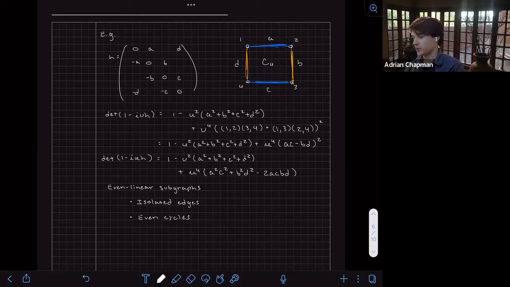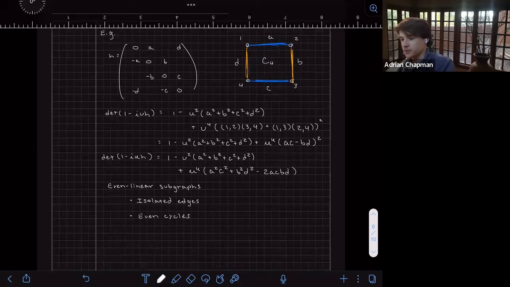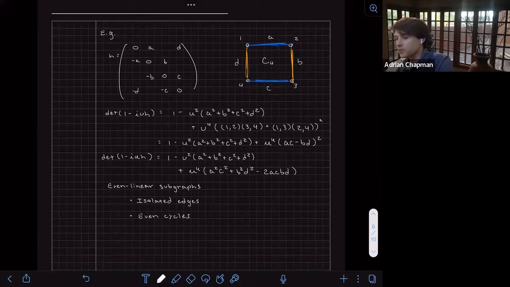Also what's important to note is that if I were to change the orientation of this cycle, the orientation is specified by the sign of the matrix above the main diagonal. Assuming A, B, C, and D without loss of generality are all non-negative, then I'm going to choose a sign on the matrix element according to the orientation of the edge, if the orientation is in the direction of the ordering of the vertices. So in this case, I'm going to orient this edge from 1 to 2, this edge from 2 to 3, this edge from 3 to 4, and then this edge from 1 to 4.